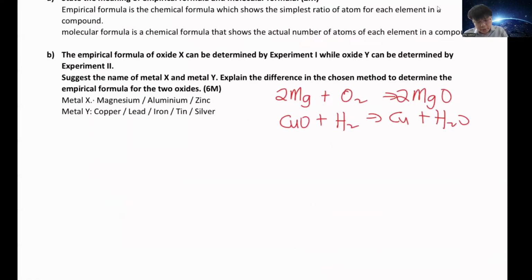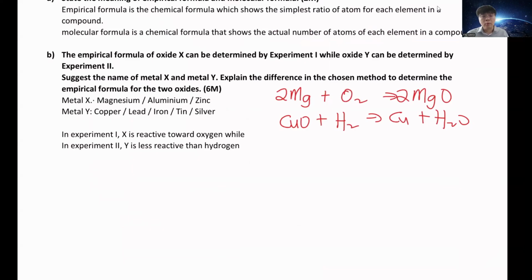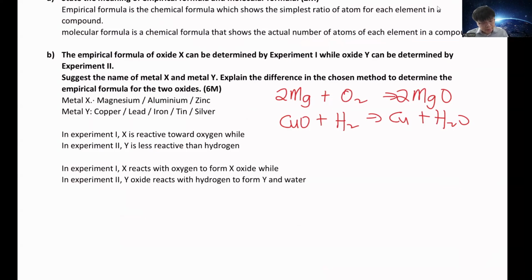Okay, so just explain the difference by choosing this method, so you can start to explain it. Yeah. So in your X, magnesium is more reactive while the Y is less reactive than hydrogen. Then another difference is for the X, they react to form X oxide, meaning the magnesium oxide. Then for Y oxide, they react with hydrogen to form back your metal Y and your water. So these are the differences.